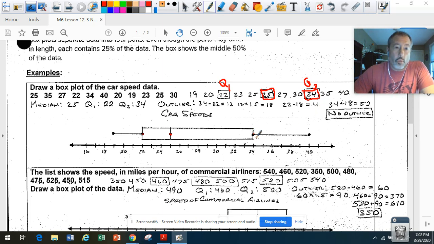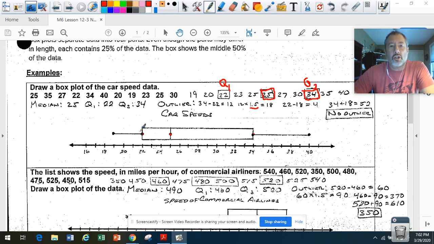Now we have to figure out, does this have an outlier? Remember how we figure out our outliers. We take our Q3 and we have to figure out what the IQR is. Our Q3 minus Q1. So the IQR, 34 minus 22, is 12. Then we take that 12 and multiply it times 1.5. It's always 1.5. Remember that. Which gave us 18.